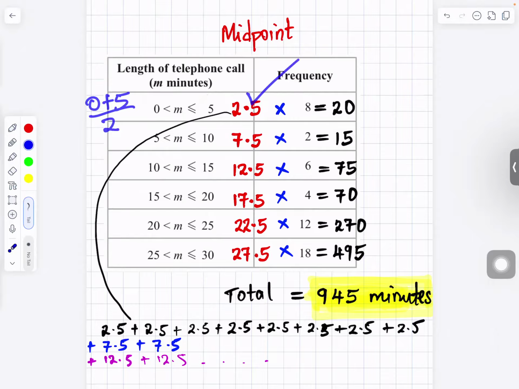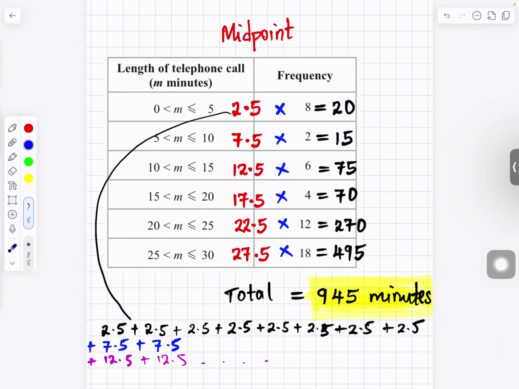It gives 2.5. The next one, 5 plus 10 is 15 divided by 2 is 7.5. 10 plus 15 is 25 divided by 2, 12.5. Now we multiply it by the frequency, how many? So 2.5 times 8 is 20. 7.5 times 2 is 15, and so on.